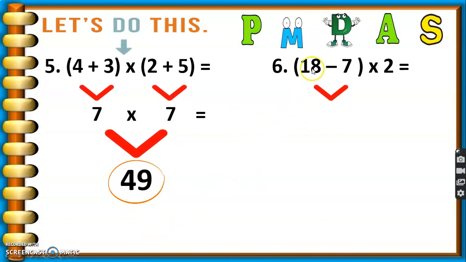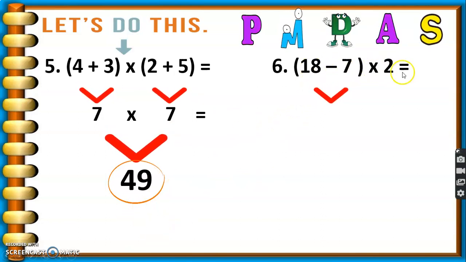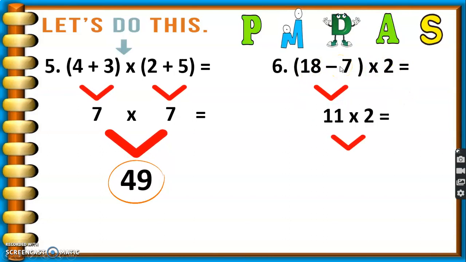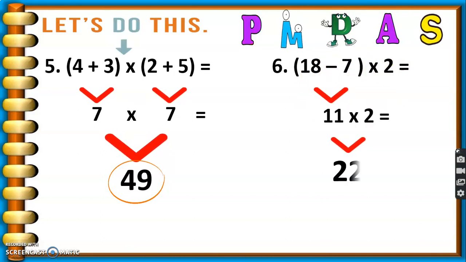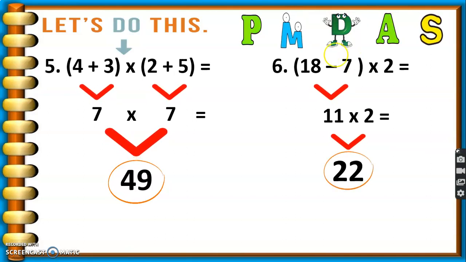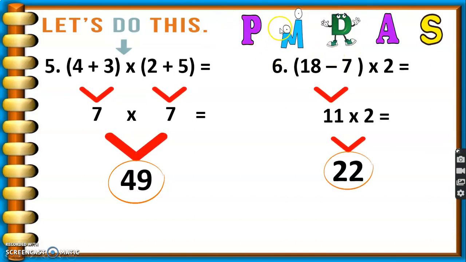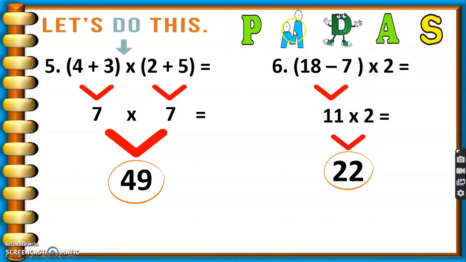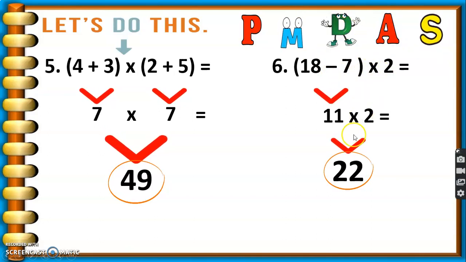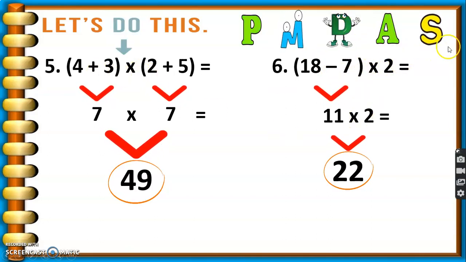18 minus 7 times 2. So 18 minus 7 is equal to 11, times 2 is equal to 22. Do you understand, kids? All you have to do is follow this pattern. P stands for parenthesis, M multiplication, D division, A addition, S for subtraction.